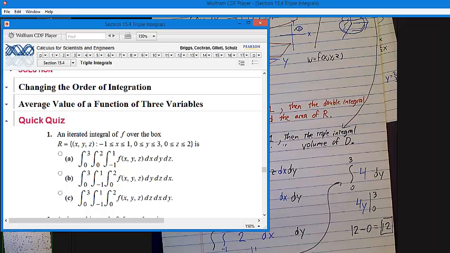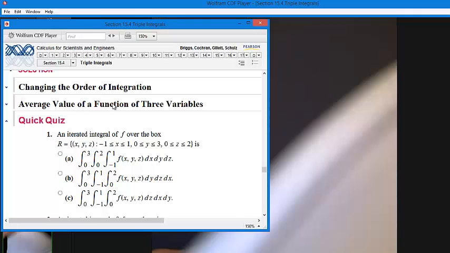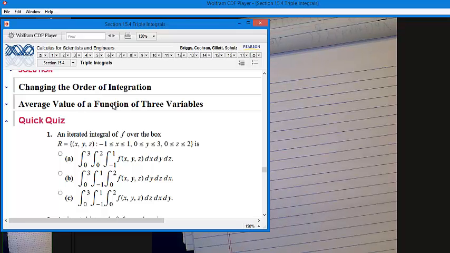Moving back. Oh, two other ideas to get across. Changing the order of integration, and then the average value of a function of 3 variables. I think I want to work on the latter next, average value, because again, if we play our game, Calc 1 to Calc 2 to Calc 3, it works pretty well. So let's see.